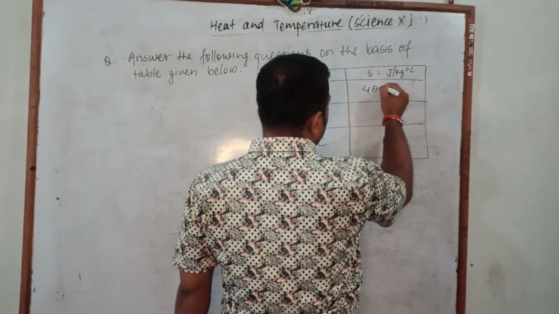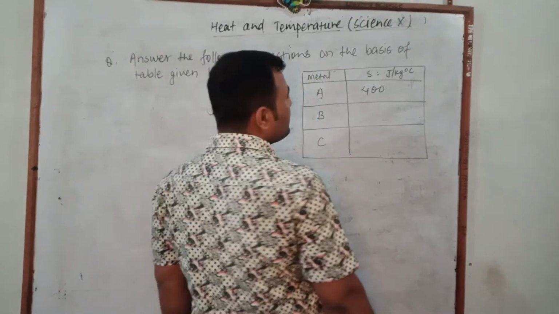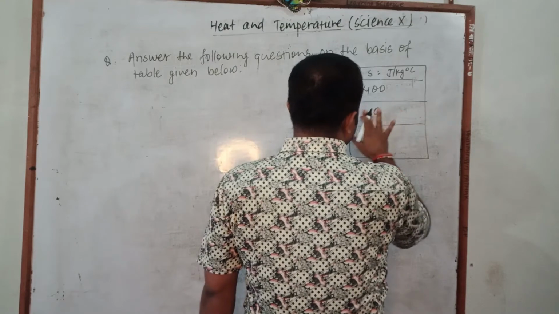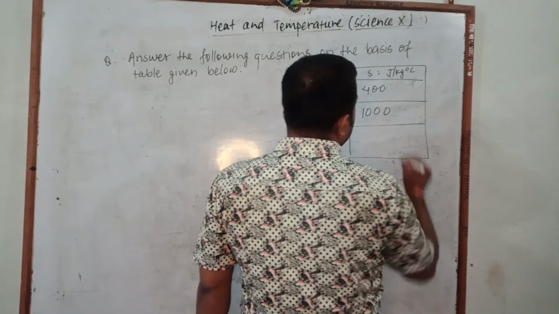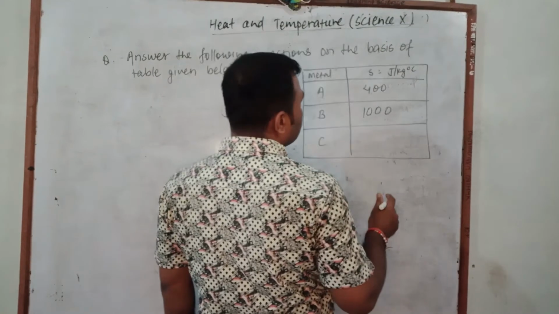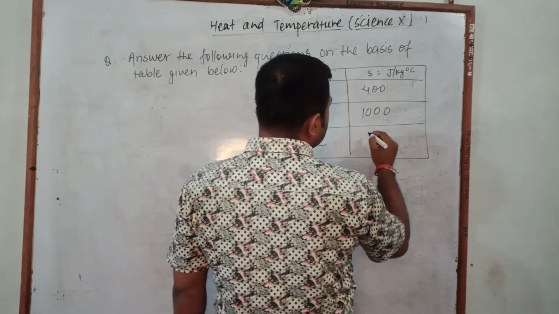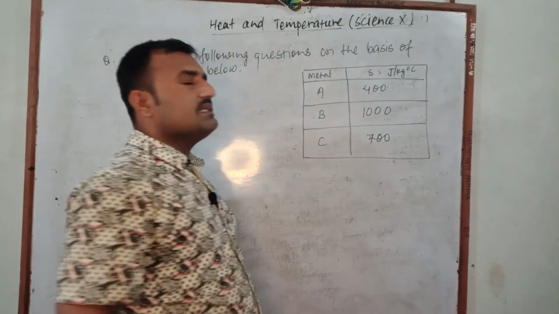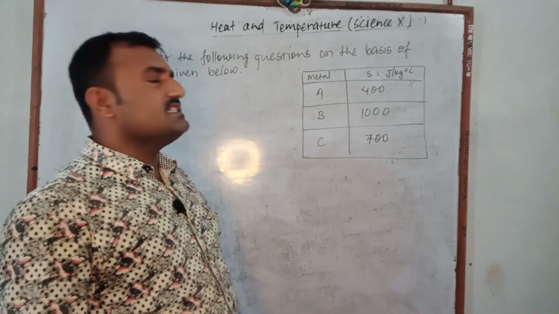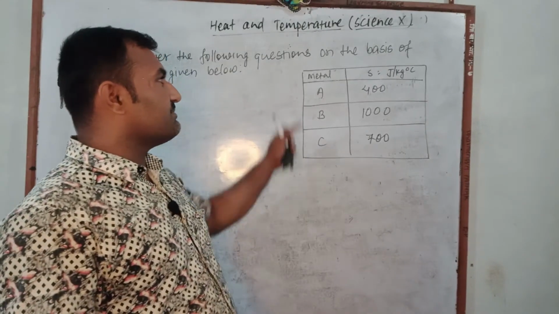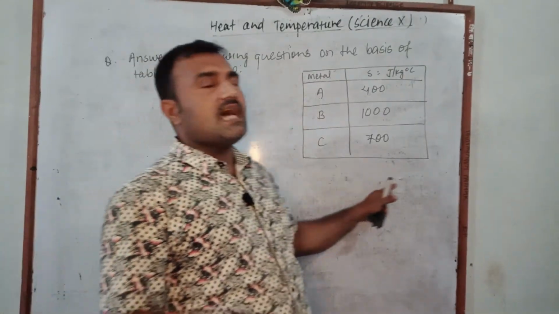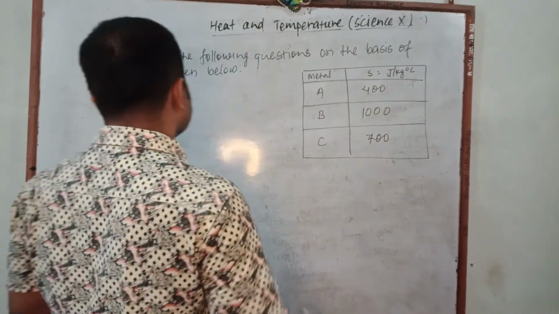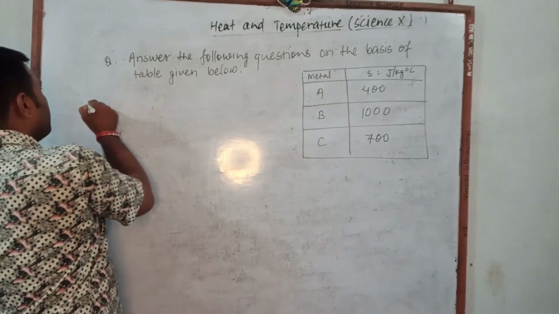A has a specific heat capacity of 400 joule per kg degree Celsius. B has, suppose, 1000 joule per kg degree Celsius specific heat capacity. C has 700 joule per kg degree Celsius specific heat capacity. And the questions are related to these metals and their specific heat capacity. The questions are as follows.